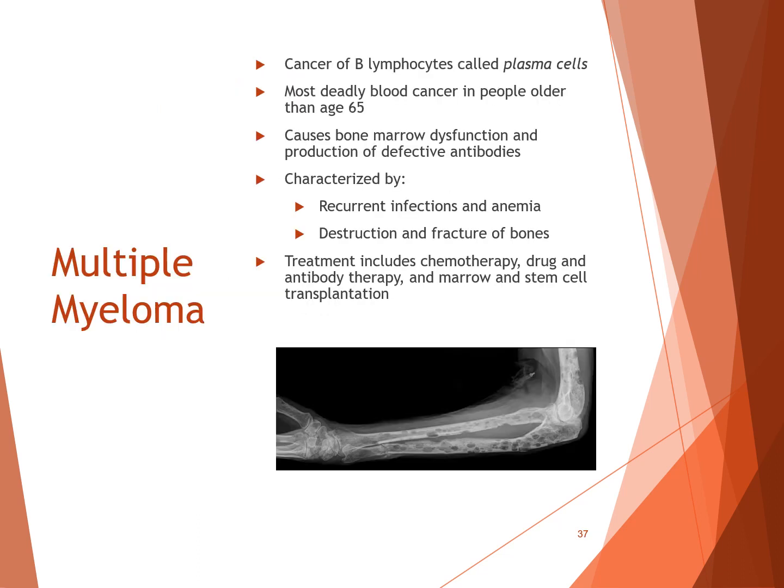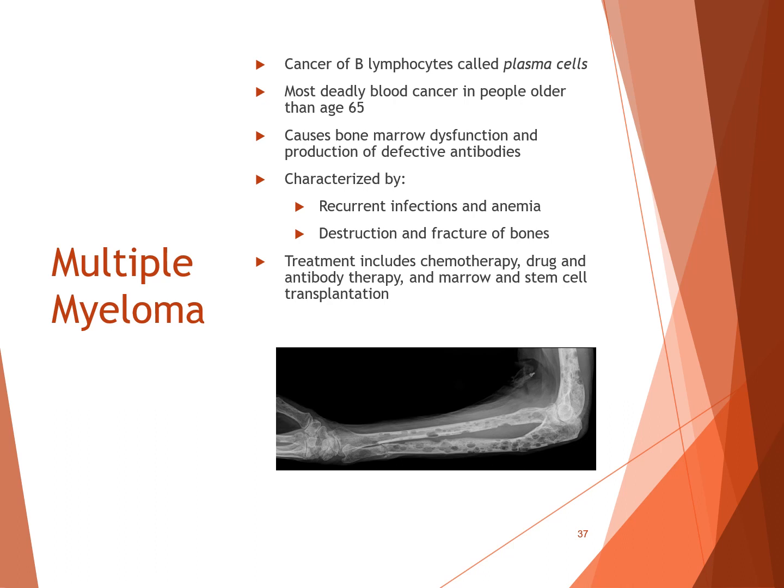Multiple myeloma is a type of cancer of the B lymphocytes called plasma cells. Plasma cells are white blood cells that originate in the bone marrow, and their job is to secrete large amounts of antibodies. So when there is a malfunction in these plasma cells, that is going to cause bone marrow dysfunction, defective antibodies, and reduced production of effective antibodies.